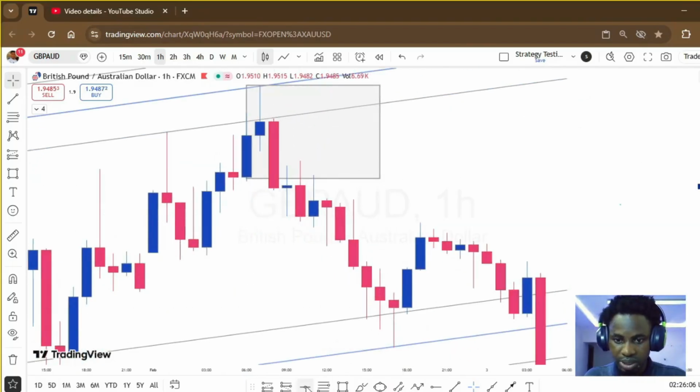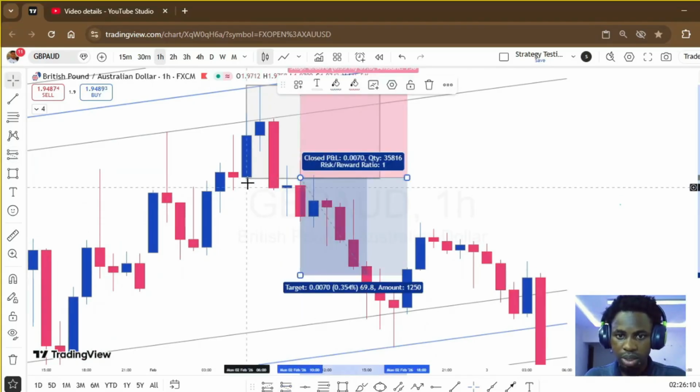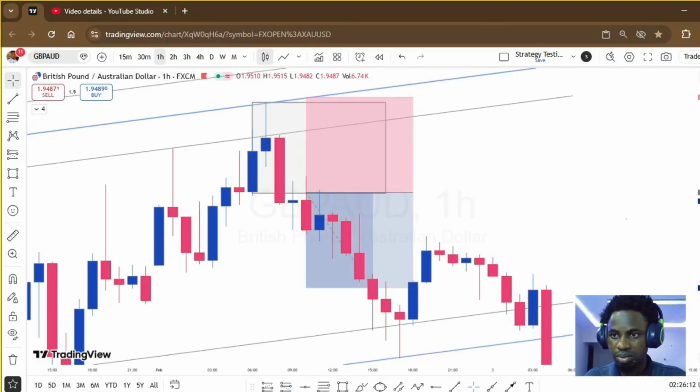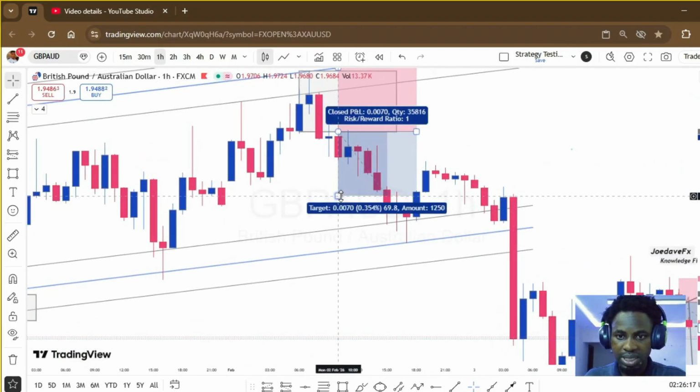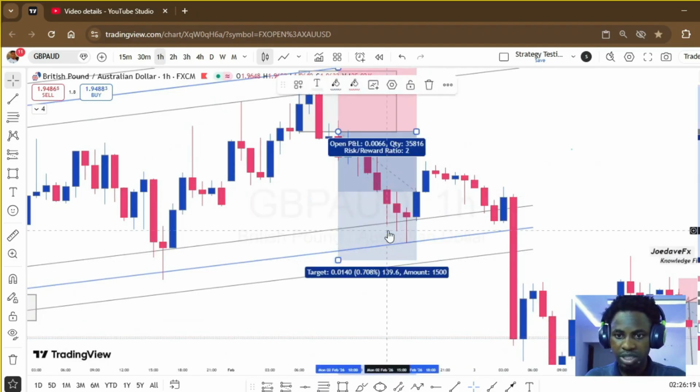And once we put in our sell order here, you can see price came back and tapped into it, and we just put our stop loss there. Very nice. Then when we are targeting, let's say the lower bound of this channel, which is a risk reward of 1 to 2, we are targeting back here.